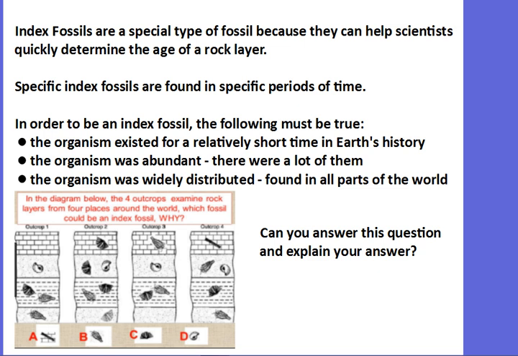The organism had to have existed for a relatively short time in Earth's history. Not that it had a short lifespan, but that in the history of Earth, it existed for a relatively short period of time. The organism had to be abundant, meaning there was a lot of them. It wasn't just a few. And the organism was widely distributed. It was found in all parts of the world. In order to be an index fossil, it has to meet all those 3 criteria.